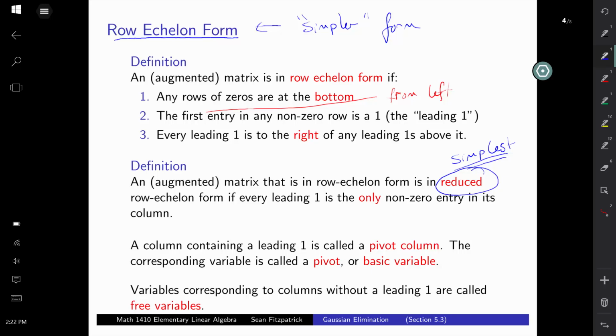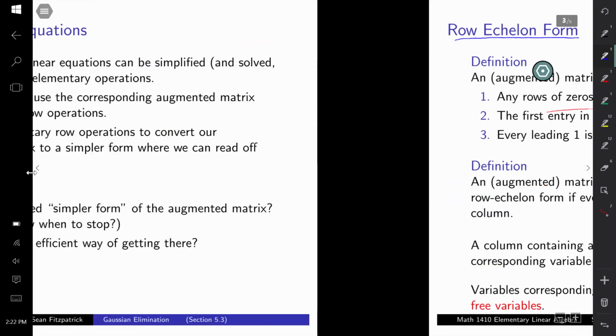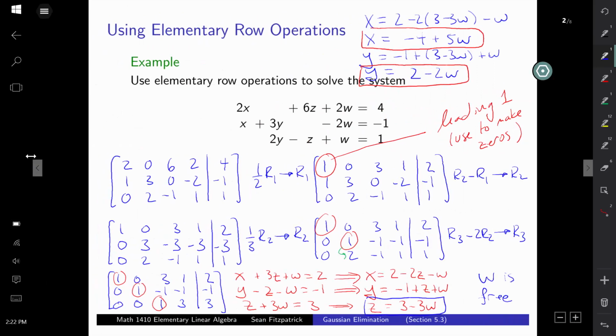Now, if we jump back to the example we've already done, we gave a matrix which is in row echelon form. Let me show you that. So why is it in row echelon form? It's in row echelon form because there are no zero rows, so we don't have to worry about that. The first non-zero entry in each row is a 1, and the leading ones follow this staircase pattern of, as I go down, I go to the right. So that means I'm in row echelon form.